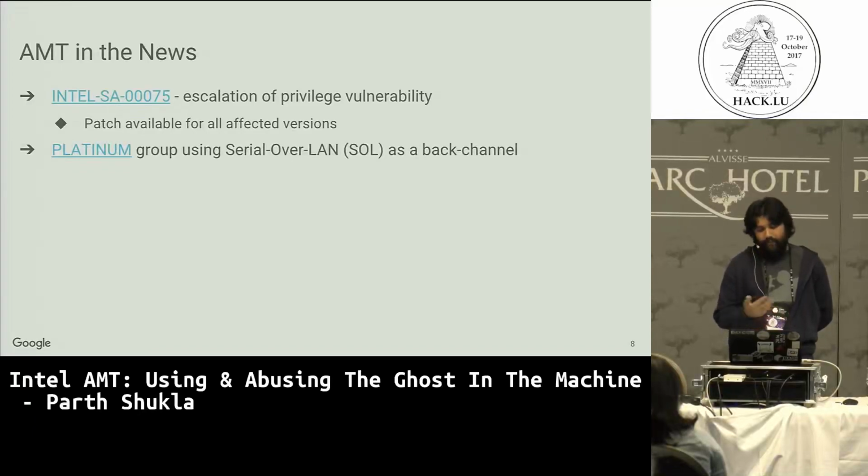For this attack to be successful, AMT needs to be obviously provisioned. An attacker needs to be on the same local network. So its impact is limited. A patch is available, so if you haven't patched, you may want to look into it.